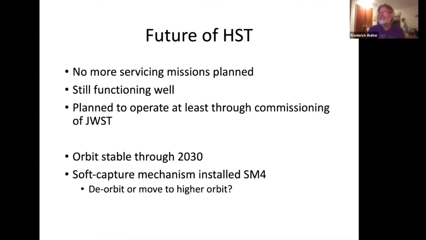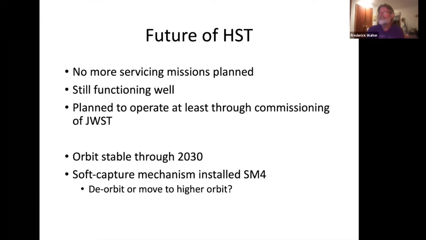It will not re-enter. This depends on solar activity. We're in a minimum of solar activity now, maybe a long-term minimum, but that's another story. And if we get another solar maximum starting in the 2030s, that will make the orbit decay. We don't want it to re-enter. It's rather heavy. NASA does not like liability issues if they can avoid it.